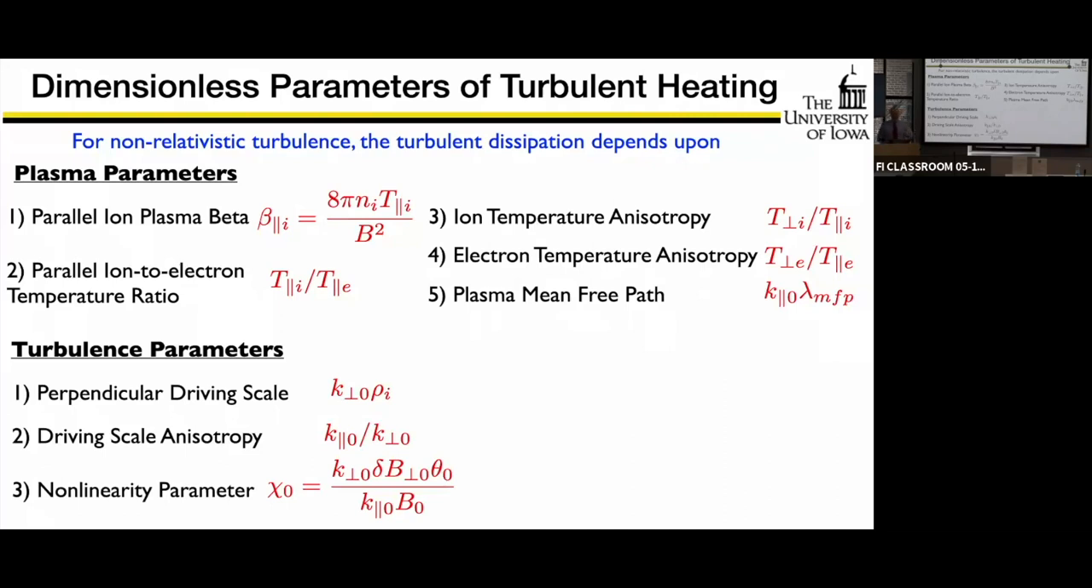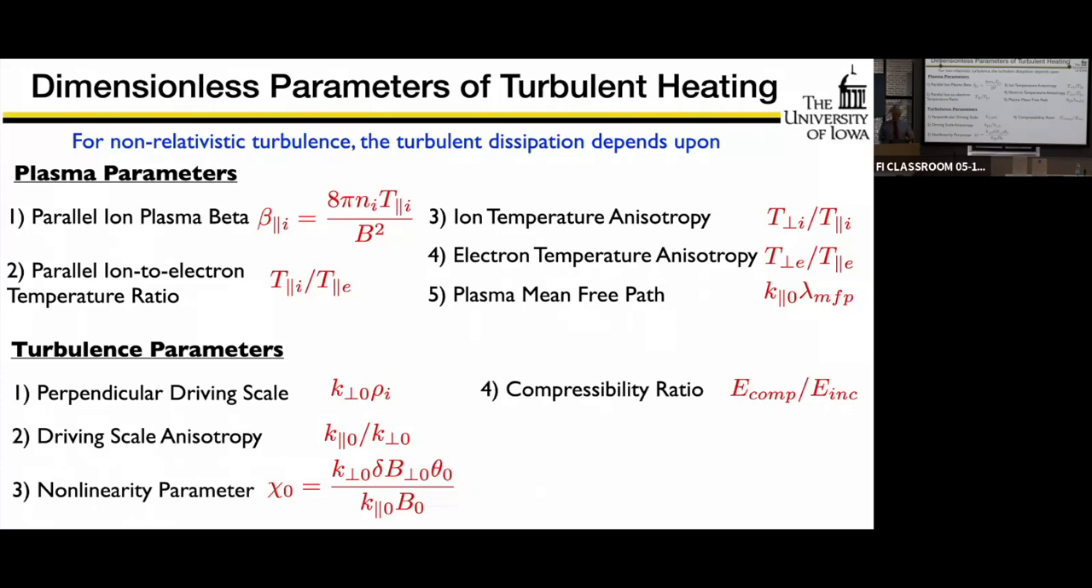This is really just a measure of the strength of the turbulence at the driving scale, measured as a function of the perturbation of the magnetic field over the background magnetic field. So it's kind of delta B over B, but there's also some of that anisotropy included in there. Effectively, this parameter tells you the strength of the nonlinear interactions over the strength of the linear terms in the equations of evolution. That derives originally from Goldreich and Sridhar '95.